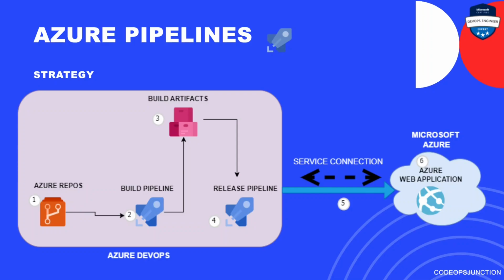We are generating build artifacts, and then in step number 4 we call a release pipeline, and we bring all the build artifacts from step number 3 into step number 4, the release pipeline. So in steps 1 to 4, we have compiled our code and successfully generated the build artifacts in Azure DevOps. Now we have to deploy our artifacts to a web app or web application.